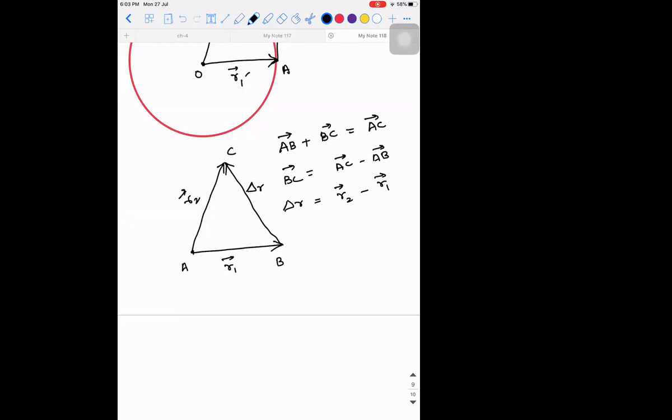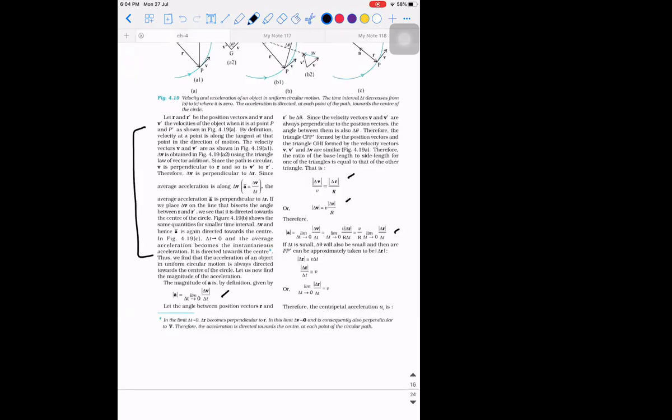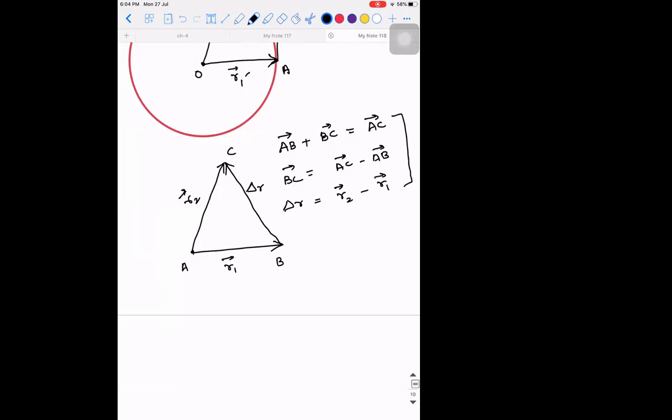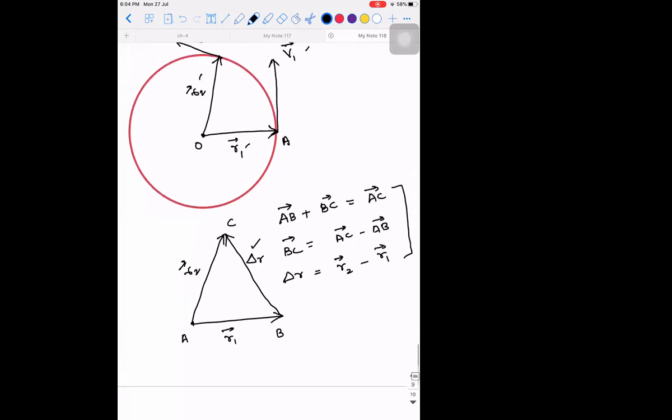So if there is any doubt, clear it now. I'm showing you all the mathematical steps. Did you understand why I wrote it as delta R? Delta R represents what? The difference in the position vectors. So R2 vector minus R1 vector. Did you understand that BC vector is delta R vector? Is that clear?